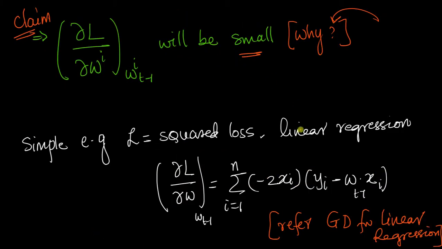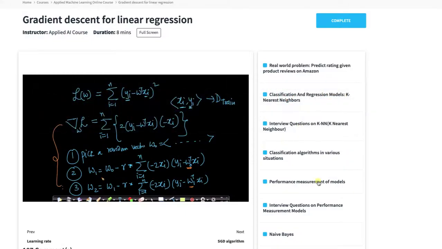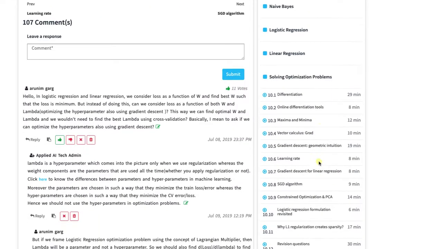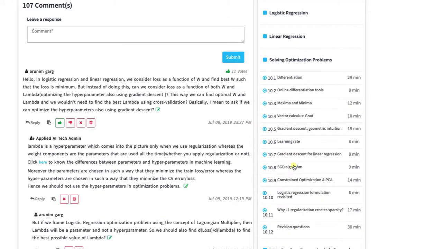I'll give you a simple example. I'm trying to simplify it so that you understand the core concept itself. Let's assume my loss is squared loss, like a typical linear regression problem, because this is something that we've already worked out. In our course videos, if you go to the chapter on solving optimization problems for linear regression, there is a video called gradient descent for linear regression.